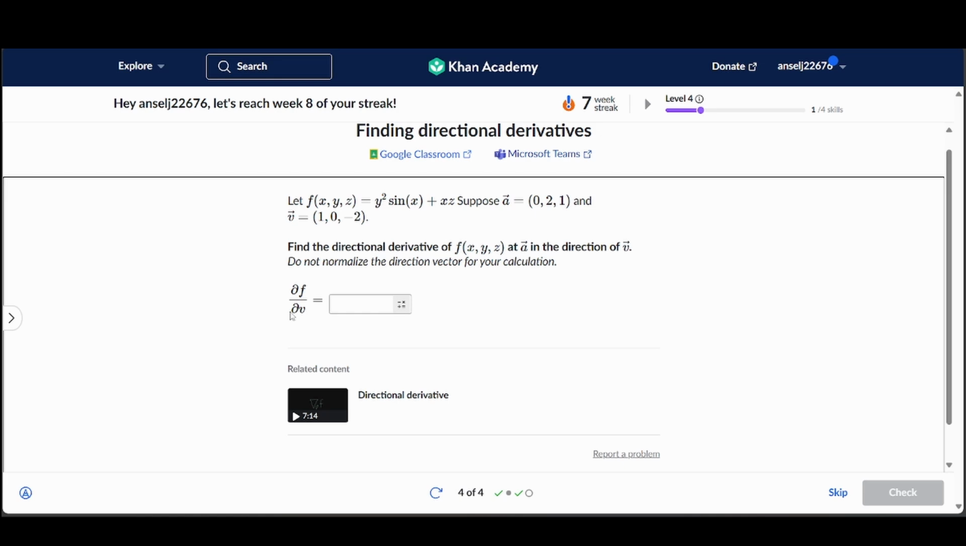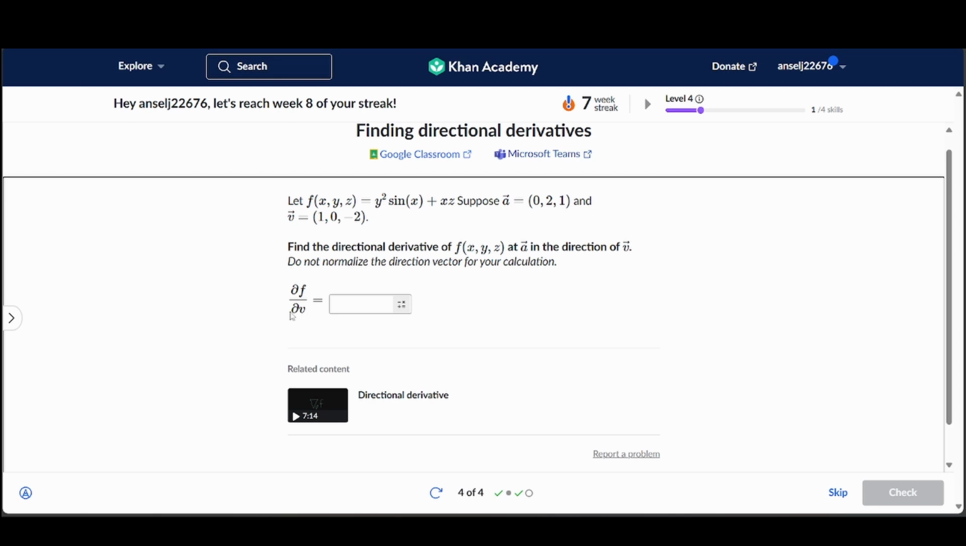Alright. Don't normalize the vector for your calculation. Thank you. Alright, so this is literally just the dot product of the gradient and the vector. But it says not to normalize the vector, so we're not going to do it. It makes life simpler. But it's the wrong number. It's not the real number because it's not normalized. But it's fine. They just know that we know.